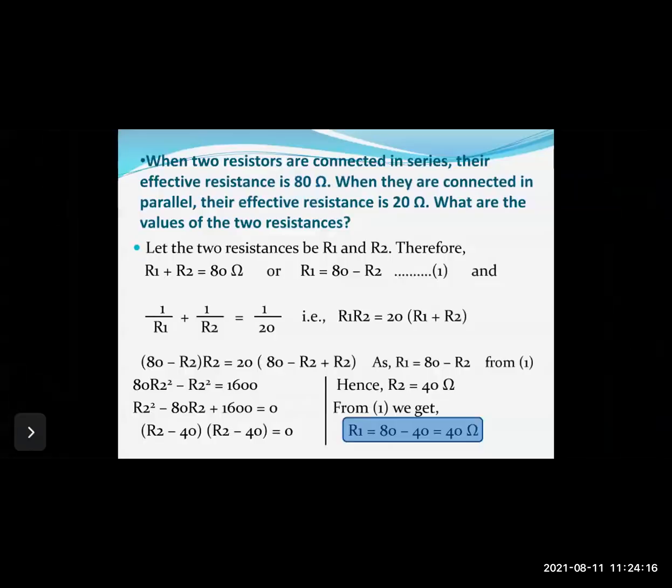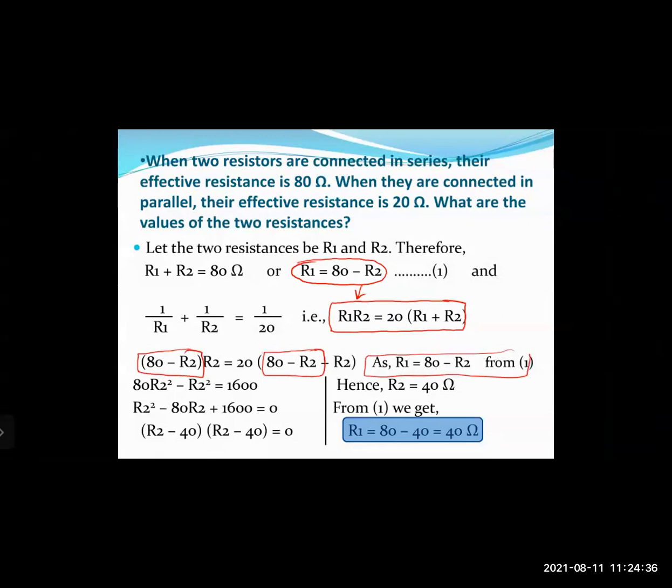Okay. Now take this equation. R1 R2 equal to 20 into R1 and R2. Now we know the value of R1 is 80 minus R2. We have substituted that value here, right? तो R1 की value देखो यहाँ पे आ गई ना 80 minus R2 और यहाँ पे ये आ गई 80 minus R2. Okay, as we know, right?